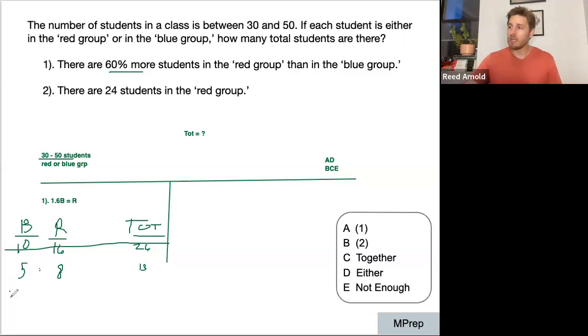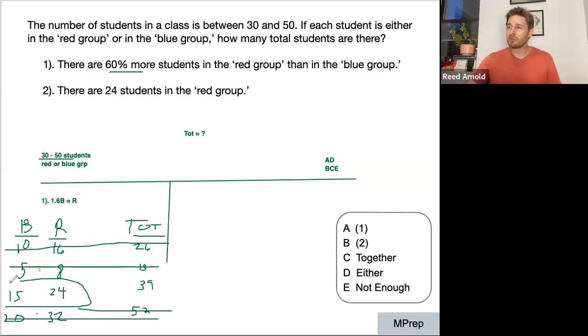We've already gotten rid of that. It could be 15 to 24, though. I could multiply by 3, and then the total is 39. So that's a possibility. Then I could multiply by 4, and it could be 20 and 32, and that's 52. But that's now too big. 50 is the maximum. So the only numbers that actually fit this percentage in this range are 15 and 24.